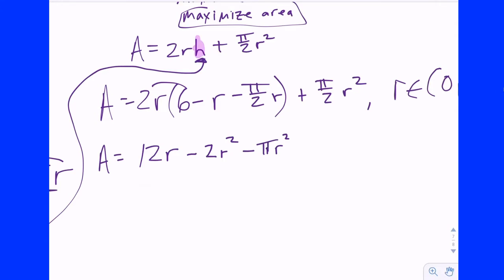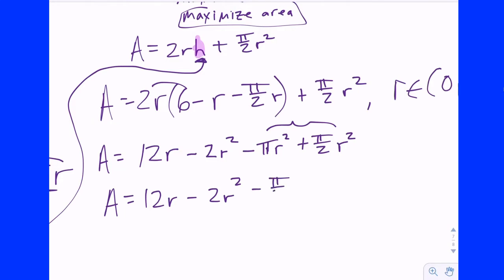Yeah? And then plus the pi halves r squared. So now I have 3 r squared terms. But 2 of them have pi in there. So at this point, maybe, before you take the derivative, you could combine these two. What is negative pi plus pi halves? Negative pi halves r squared.